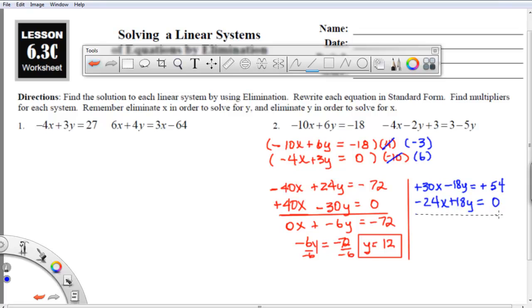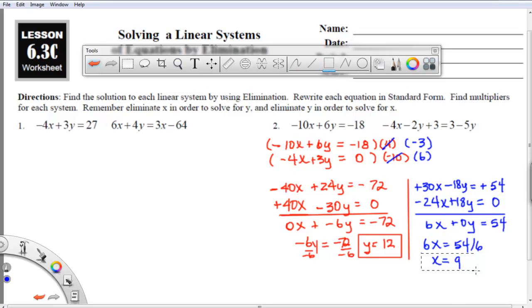Now we'll go ahead and add these equations together. Remember, we don't subtract here, we add everything. So 30x minus 24x is a positive 6x. The y terms go to 0, and I end up with 54. So we have 6x equals 54. So that means x equals, divide each side by 6, x equals a positive 9.